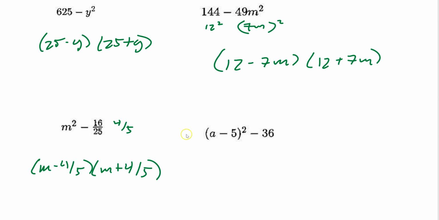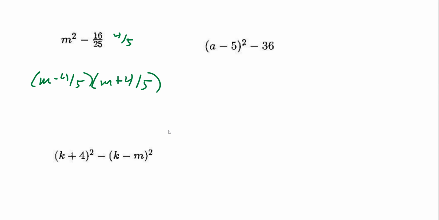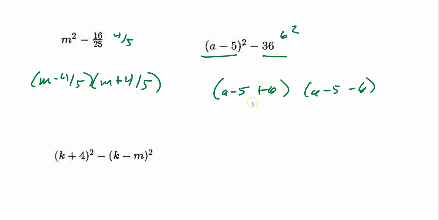Right, difference of two squares only works when there are two things and they're both squared. This follows the same rule too. Hey, that's a square. I can square root that, and that's 6 squared. So this is going to be a minus 5 plus 6, and a minus 5 minus 6. Or if you want to go further, a plus 1, a minus 11.